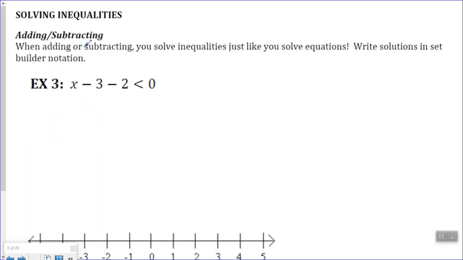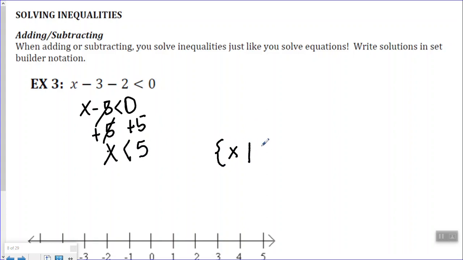Okay, now adding and subtracting inequalities. When adding or subtracting, you solve inequalities just like you solve equations. Write solutions in set notation. So if you have x minus 3 minus 2 is less than 0, as in an equation, you combine like terms. So -3 minus 2 is -5, less than 0. And then add 5 on both sides. x is less than 5. So in set notation, x such that all the x values are less than 5. So open circle and less than, so your arrow is this way.